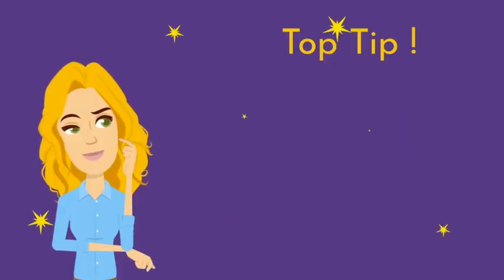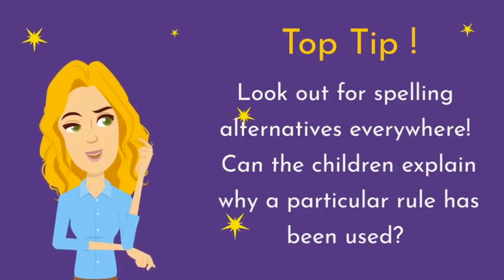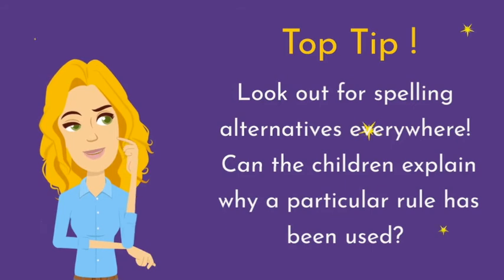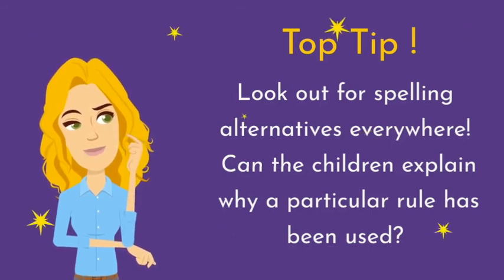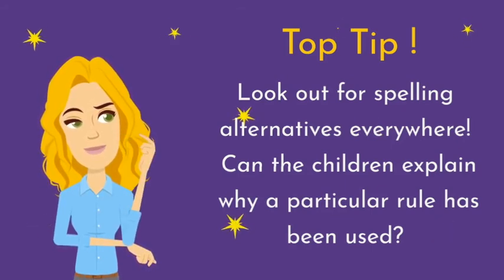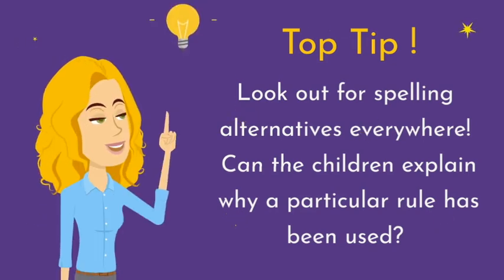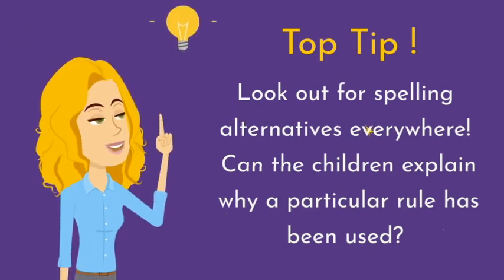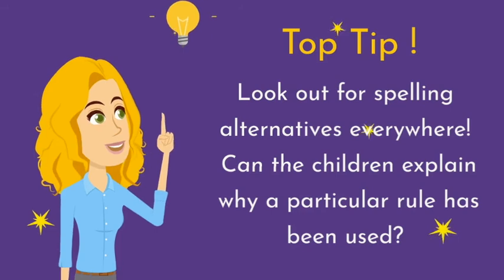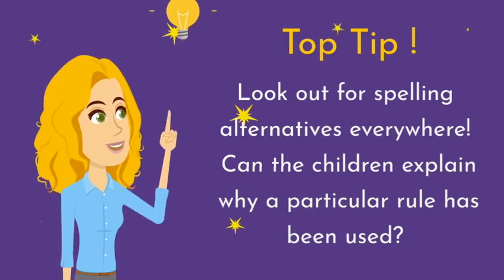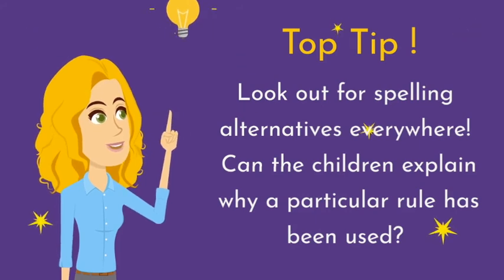It's a great idea to train children to be phoneme or sound detectives by looking out for these spelling alternatives everywhere you go. They can be found in reading books, packaging, almost anywhere. Challenge the children to explain why particular spellings have been used in the words that they spot, or if these are exception words. This kind of reasoning really helps with long-term memory of these exceptionally tricky rules.